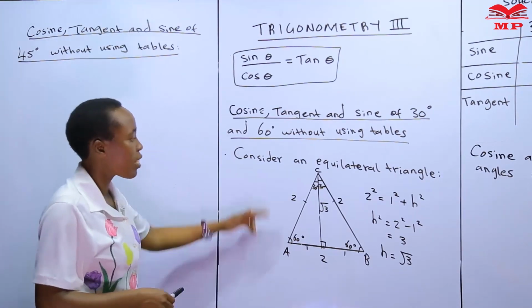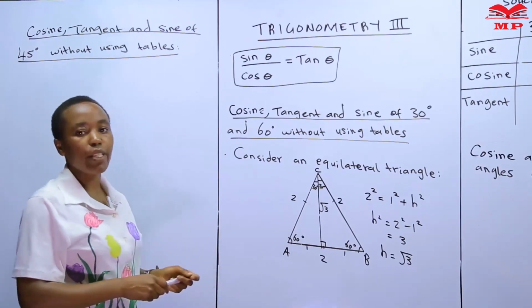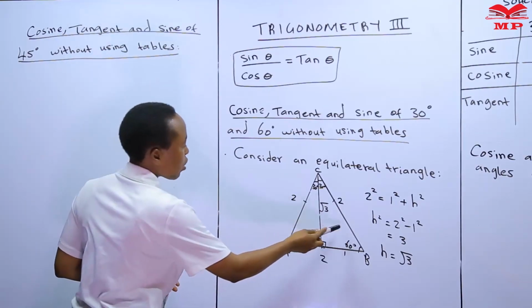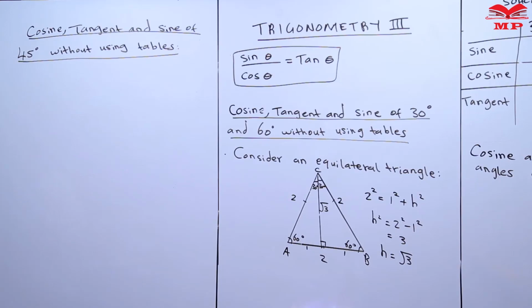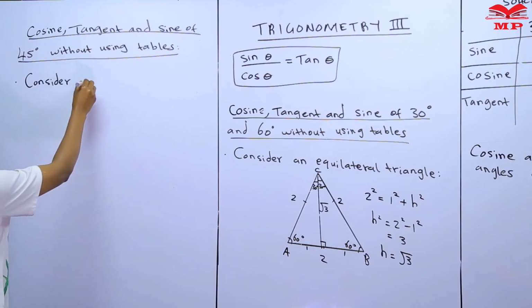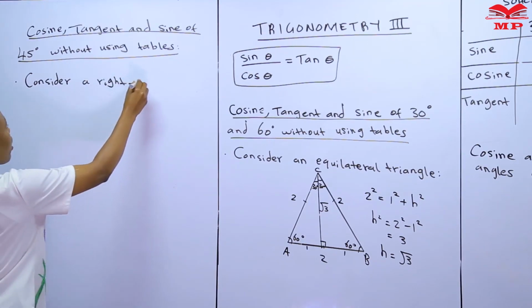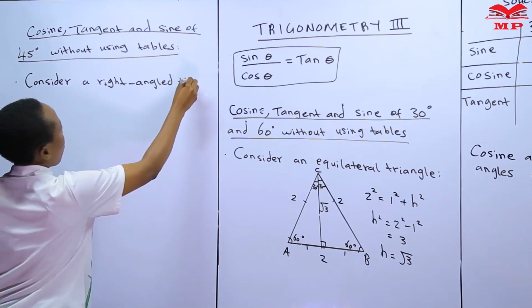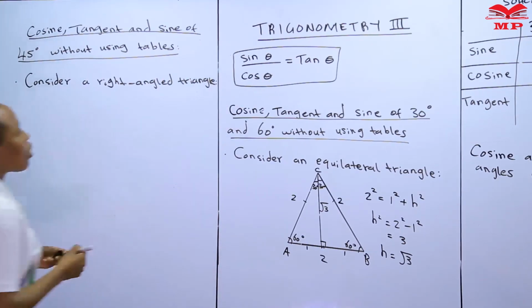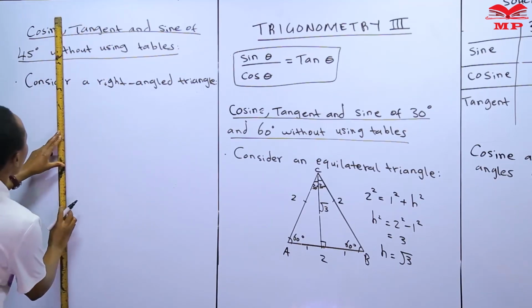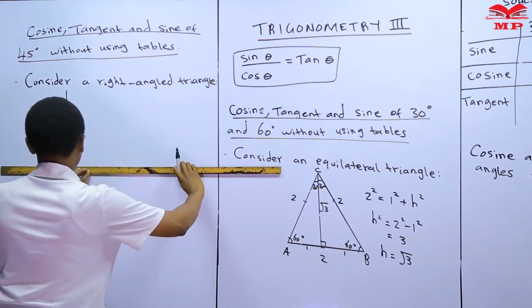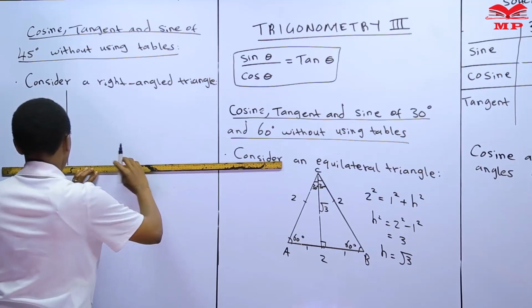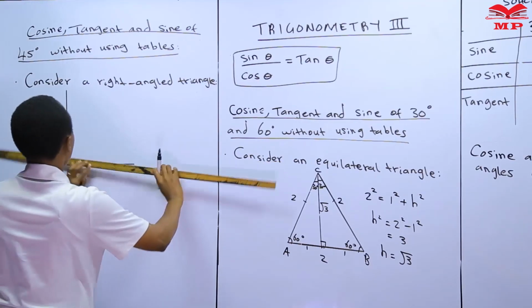So you are supposed to have that equilateral triangle, that is the special triangle. For the equilateral triangle, the sides we have are 2, 2, 2. Now, in this case, we'll consider a right-angled triangle, so that we can be able to get the cosine, the tangent, and the sine of 45 degrees without using the tables.